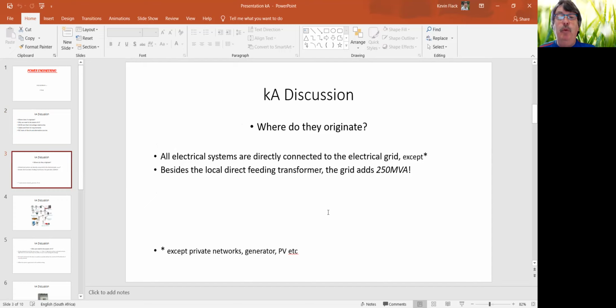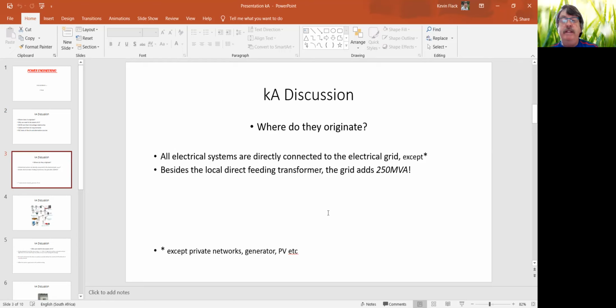So let's have a look at where the kA actually comes from. Where does it originate? For calculation purposes, in terms of a certificate of compliance, the electrical system is connected back from the house or the business out into the road to a mini sub, to a substation. That substation has cables or overhead lines connected to somewhere, a grid. And the whole of South Africa is in fact connected to this grid system. The whole of South Africa, including things like power stations, everything is connected to that.